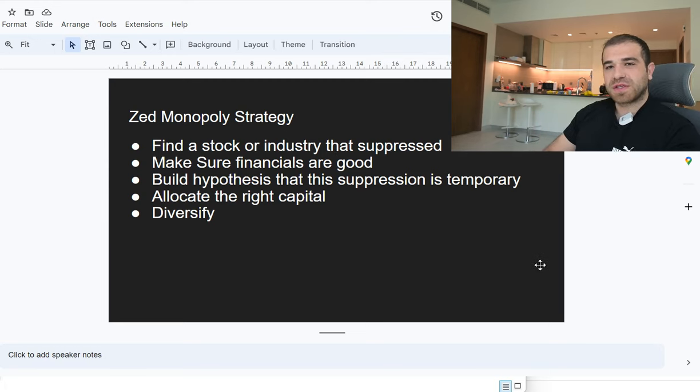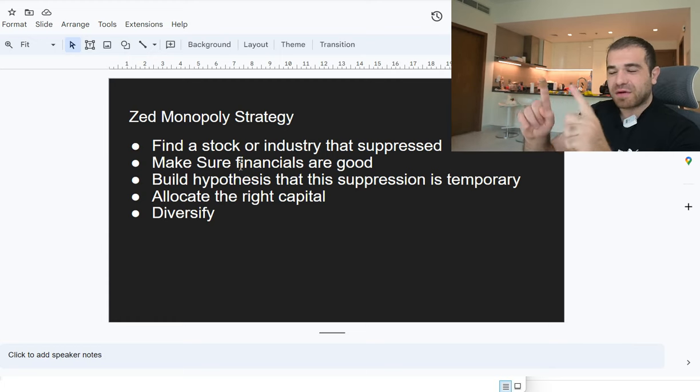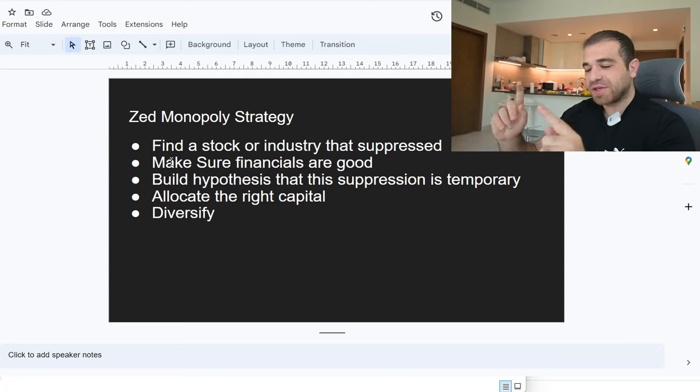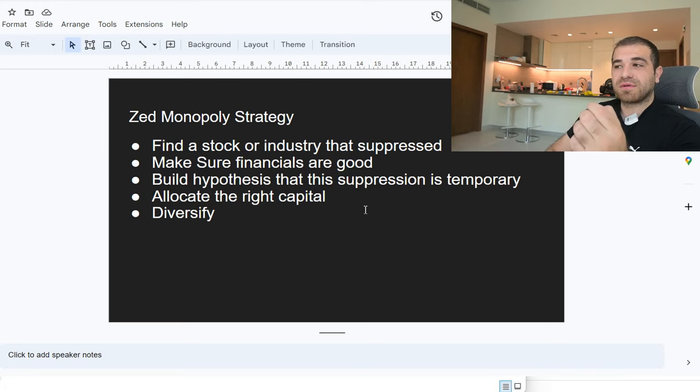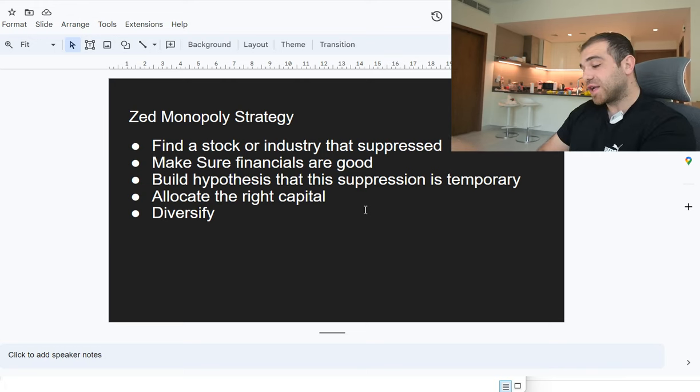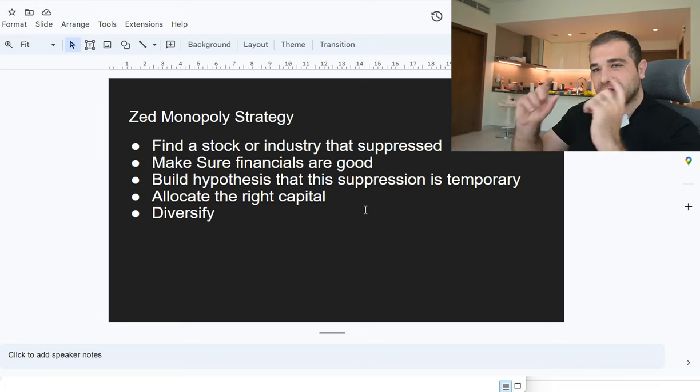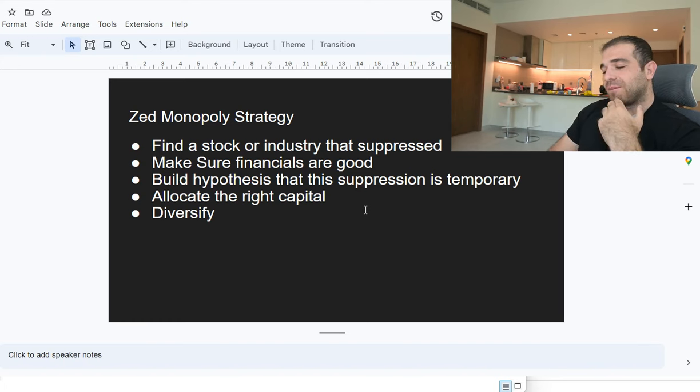And we're going to go through examples. So you don't get bankruptcy or potential delisting or even a loss of value in the stock. So you want to make sure they don't have a lot of debt. They have an equal cash to debt ratio. And the revenue is okay. The previous profit, they have good guidance in the last earnings report. All of these things I look at. Build a hypothesis that this suppression is temporary.